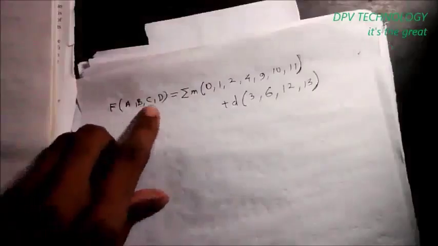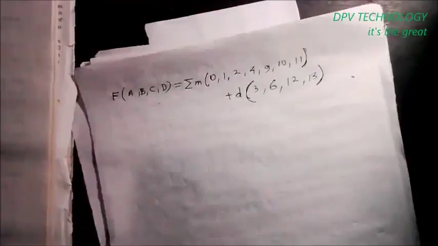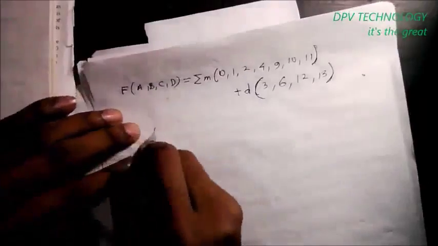So we have this example, I am going to give this example here now. So here we have this example, F depends on 4 variables A, B, C, D. These are min terms, and these also depend on some don't cares. So let's make the truth table first.